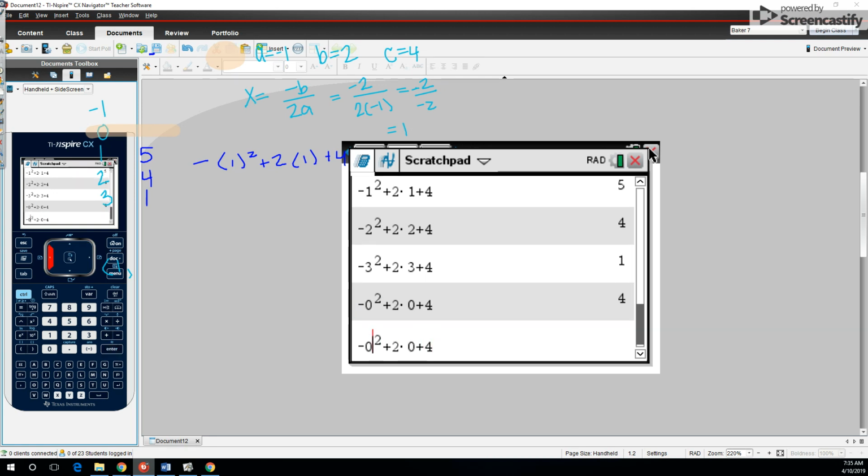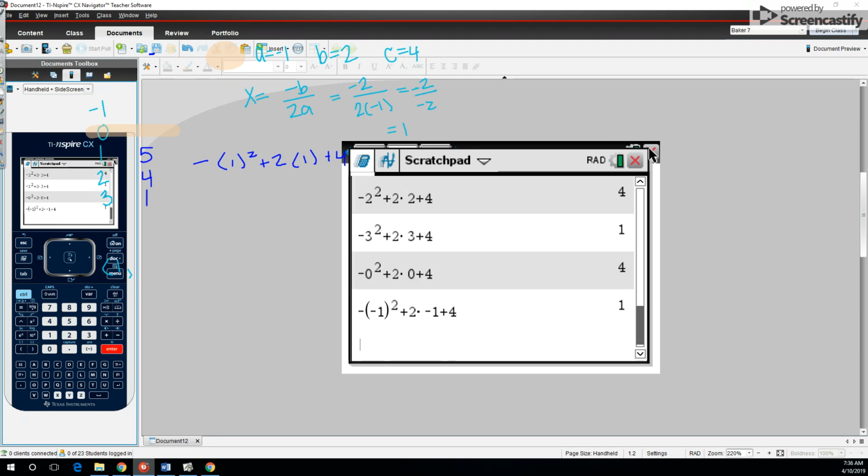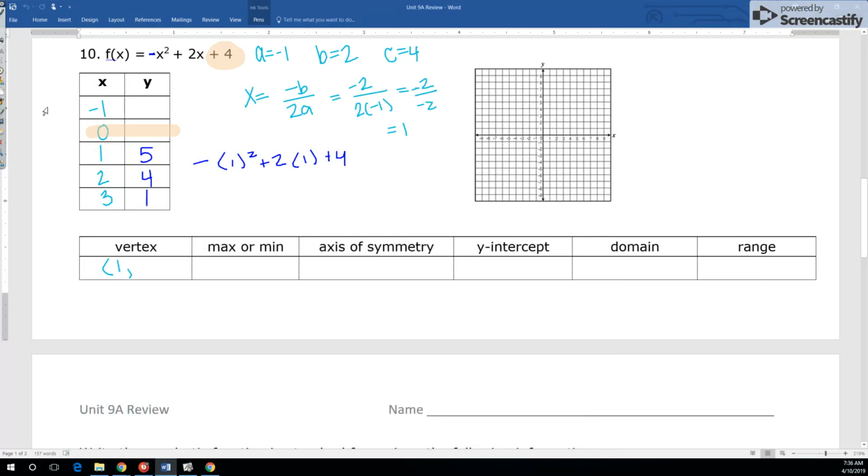Now, when I plug in a -1, that negative right there is not sufficient for plugging in a -1. That was actually part of the original function. So I need a -1 in parentheses like that when I'm doing this calculation, because I already know what it's supposed to be. It's supposed to match with 1. Okay, so 4, same thing. We should see that symmetry here and here. Okay, -1, 1. 0, 4, 1, 5, 2, 4, 3, 1.